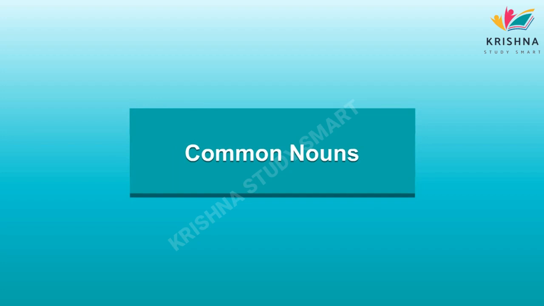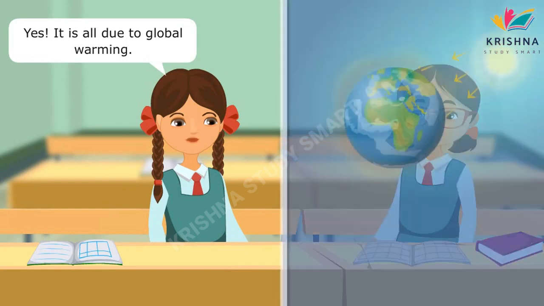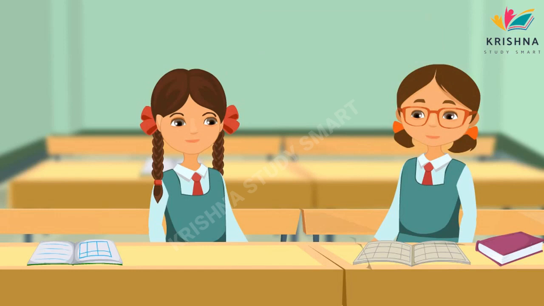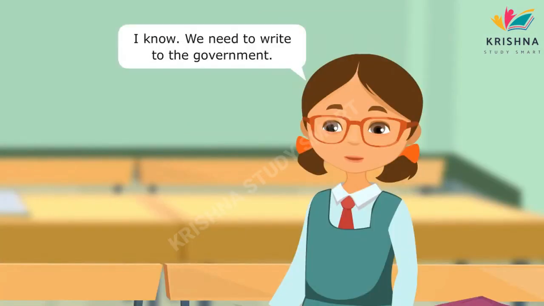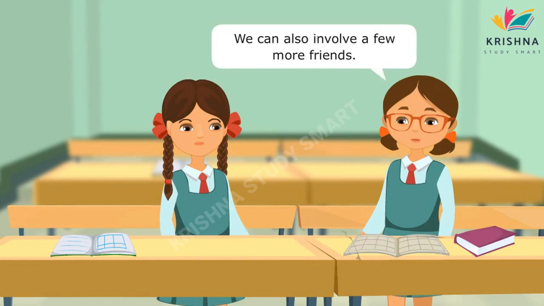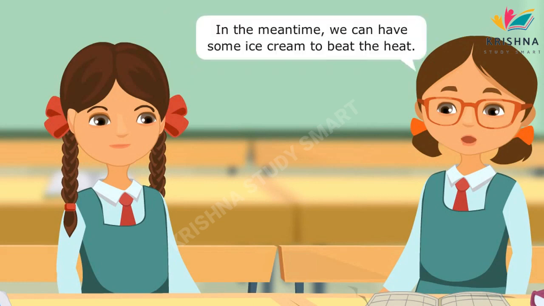Common nouns. Isn't it too hot these days? Yes, it is, all due to global warming. We are destroying our own planet. We need to do something about this global warming. I know, we need to write to the government. We can also write to a newspaper to create awareness. We can also involve a few more friends. Yes, we can begin with using our air conditioners less and motivating our friends to do so too. In the meantime, we can have ice cream to beat the heat.